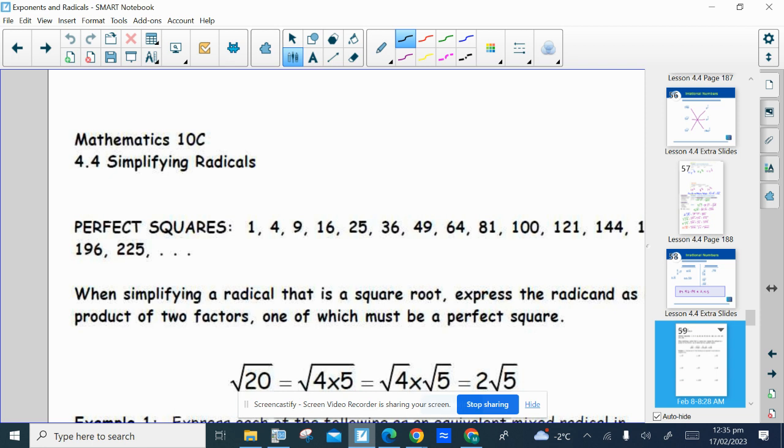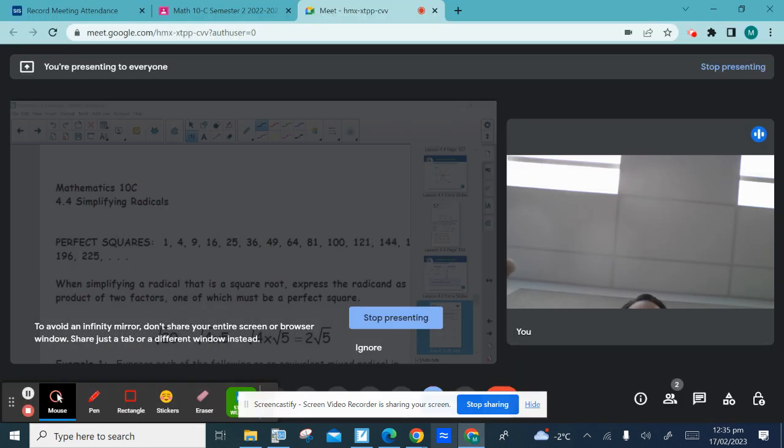any base raised to a rational exponent, how come you're late? Okay, we need to be to class on time.